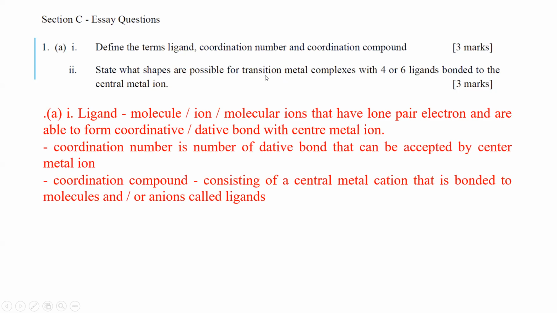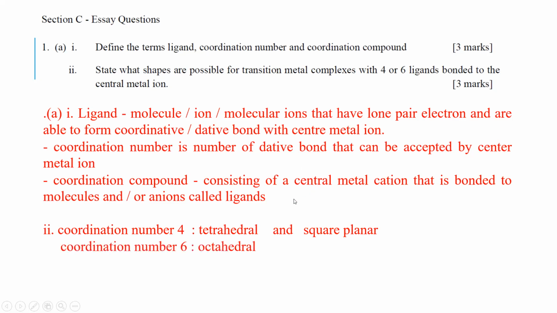And then number 2, state what are the possible shapes that are formed with coordination number 4 and 6. Okay, so for coordination number 4, you can form 2 types of possible shape, which is a tetrahedral and square planar. And then for coordination number of 6, you form an octahedral. Okay, so it's very, very direct questions, so hopefully you can answer it well. Okay, so that is for question number 1A.